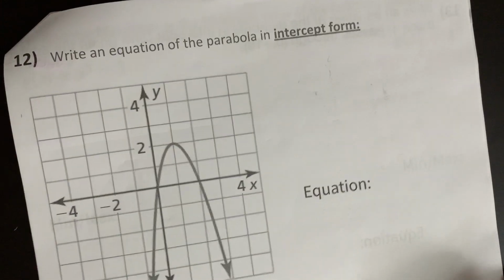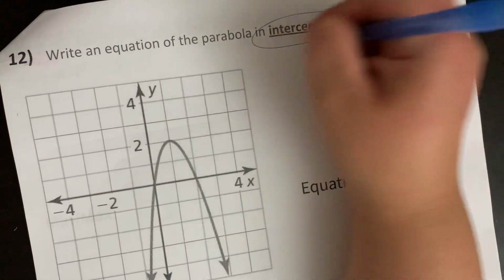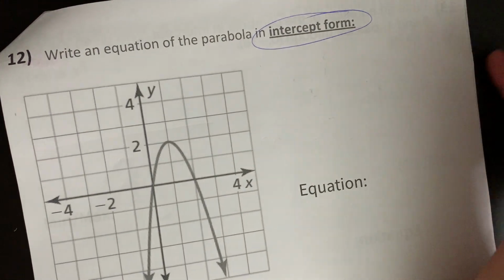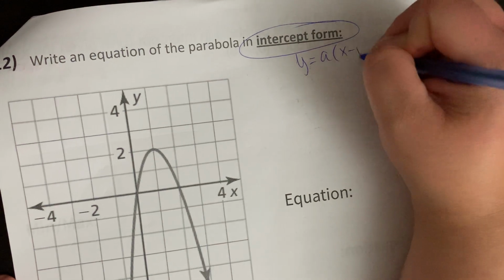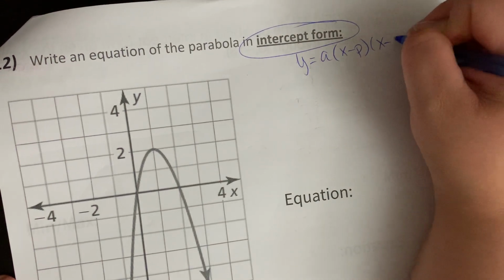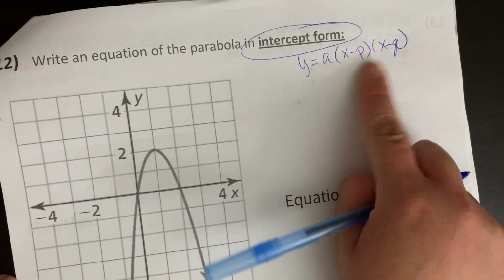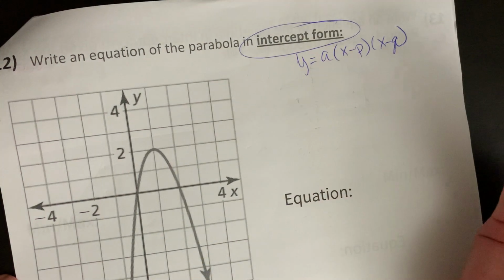12. Write an equation of the parabola in intercept form. So what is intercept form? Okay, so that's y equals a times x minus p, x minus q, where p and q is your intercepts.